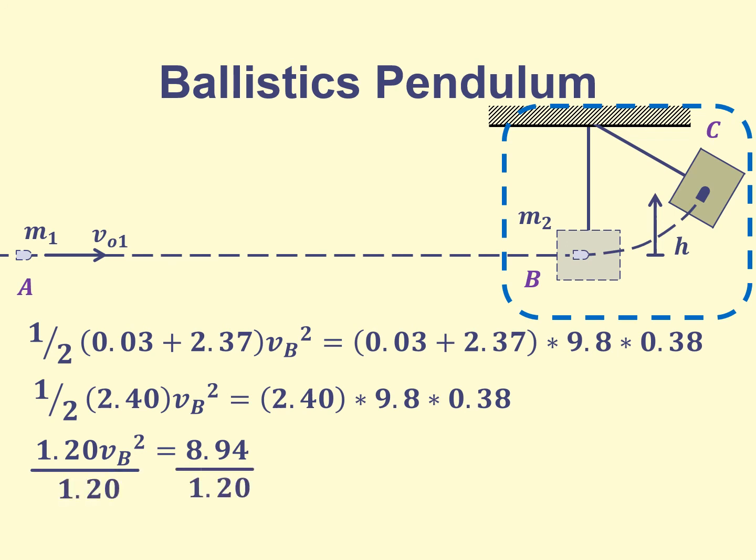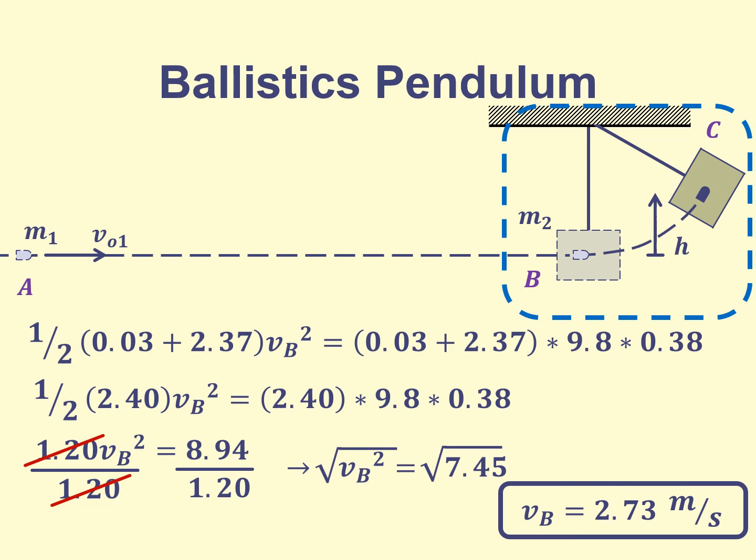So we divide both sides by 1.2. Then we square root both sides, and that gives us the velocity at point B is equal to 2.73 meters per second. So that's the velocity after they collide. Now we need to back that up and figure out the velocity of the bullet before it collides.